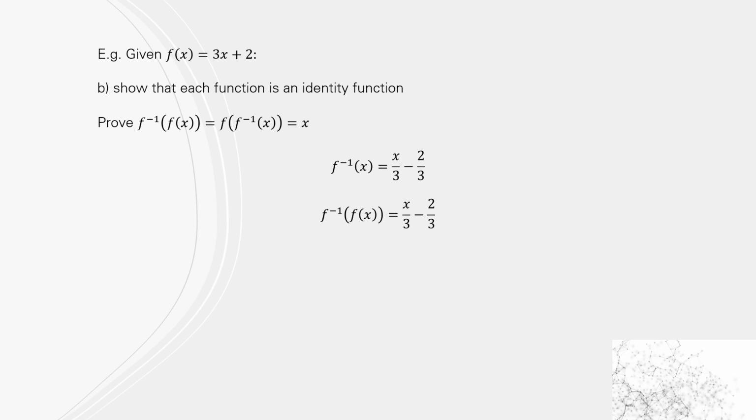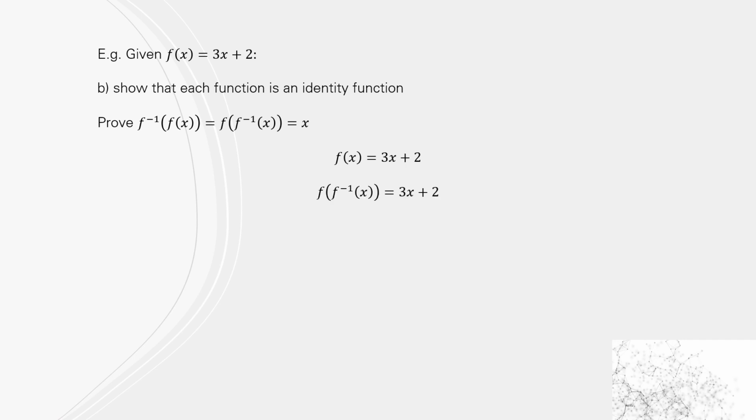How do we show that each function is an identity? Well, we sub each function into the other one. So the f to the minus 1, so the inverse function is x over 3 minus 2/3. And so if I sub the function in for the x values, so notice where all the x values are, I'm going to sub in 3x plus 2. So when I simplify that, I end up with x.